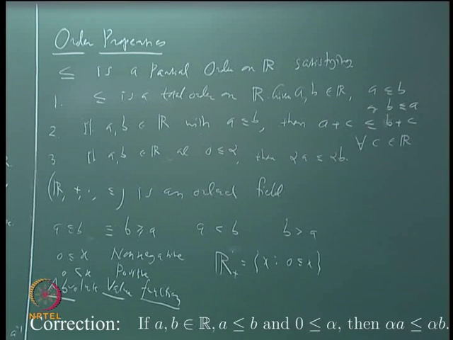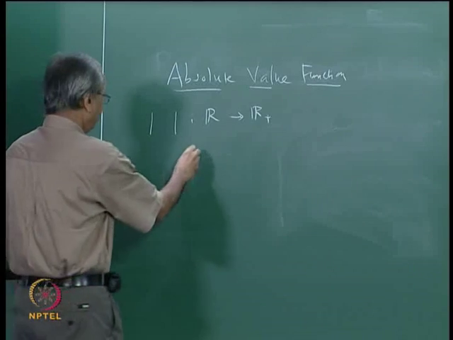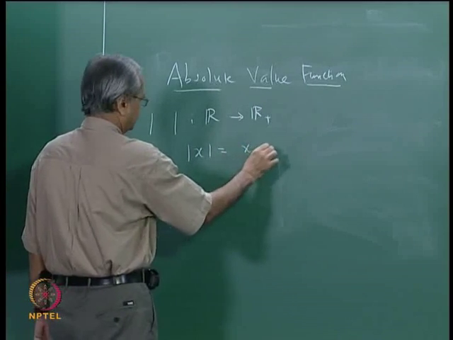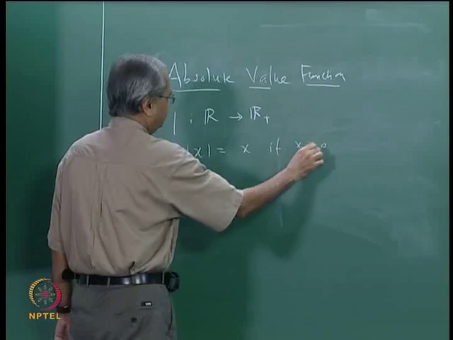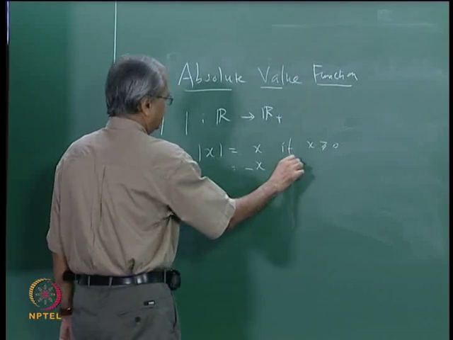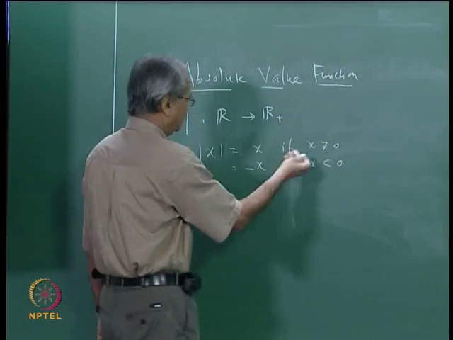Okay, let me write this absolute value function. Absolute value, or maybe you are also used to calling it modulus. It is denoted by this mod, and it goes from R to R plus. We define it as follows: mod of x, or absolute value of x, is defined as x if x is bigger than or equal to 0, and it is equal to minus x if x is less than 0.